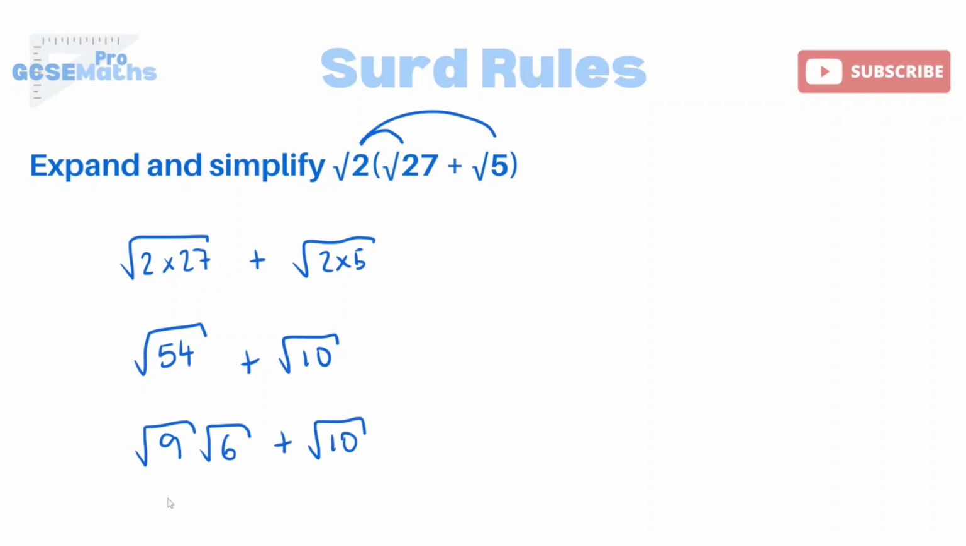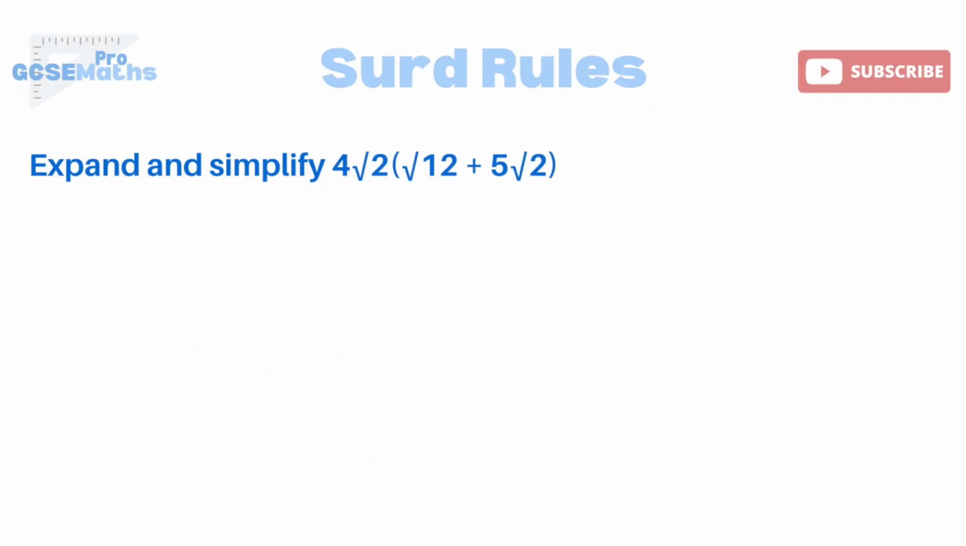Next, I'm going to square root the 9, which is 3, root 6 plus root 10. So that is as simplified as I can get. So your answer for this question is 3 root 6 plus root 10. Again, every question that we go through, feel free to pause, try it yourself, and then see if you get the same answer.